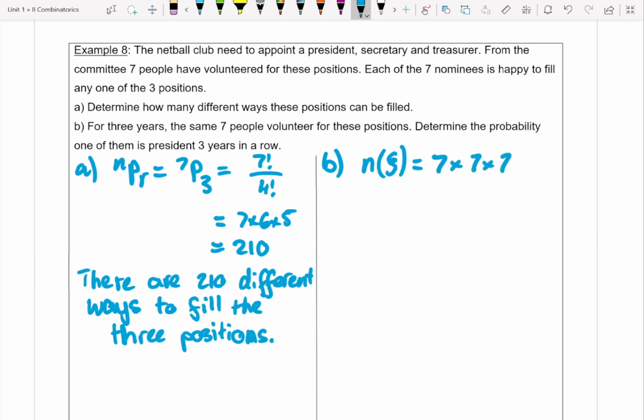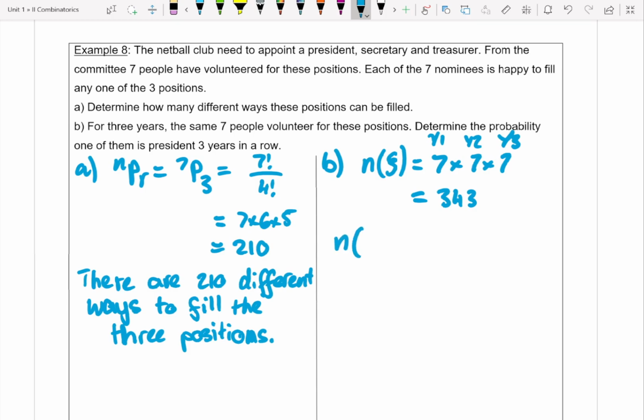So what we're saying there is there's 7 people that could be president year 1. So let's call this year 1, year 2, year 3. So each year, one of those 7 people is going to have to take that position. So in total, there's 343 different ways that president's position could be filled across those 3 years.